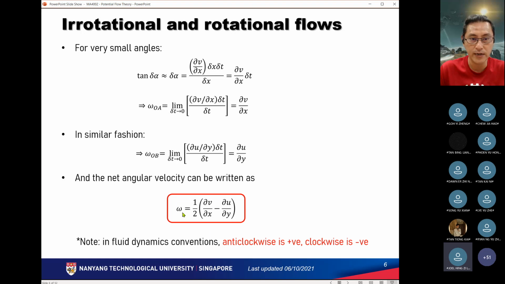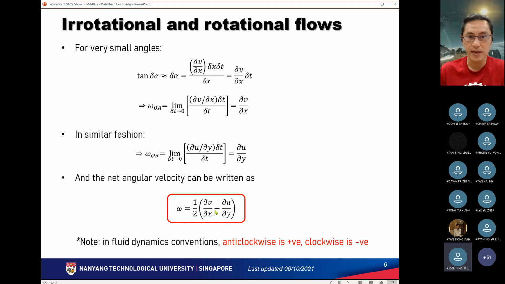The net angular velocity, omega, note that there's no OA or OB, this is net angular velocity, can then be defined as omega equals half of del V by del X minus del U by del Y. Now, some of you might say, hang on, why is it minus? It's minus because, in fluid dynamics conventions, the directions matter. For anti-clockwise rotation, it's positive. Clockwise rotation is negative.